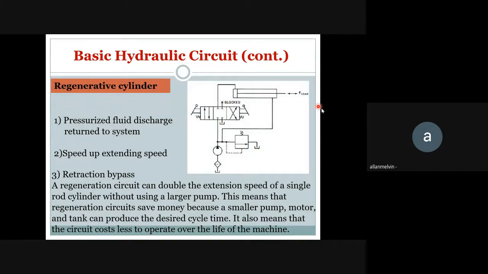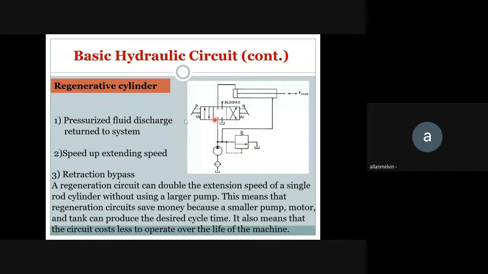But in a regenerative cylinder, the output of the cylinder will be directly connected to the tank without passing by the valve. So when you don't pass by the valve, it means fewer processes, because you already bypass. That's why they say bypass here. So we read some of the info. Pressurized fluid discharge returns to the system, speeding up the extending speed. You can increase the speed of extending because this part is not going back to the valve. If there are more processes, extending will be slower.